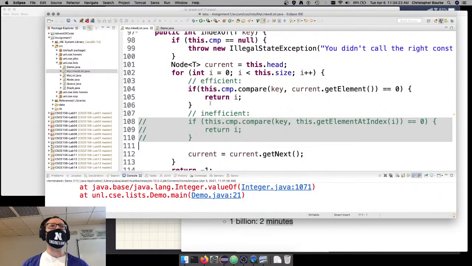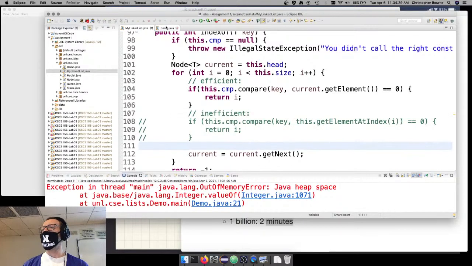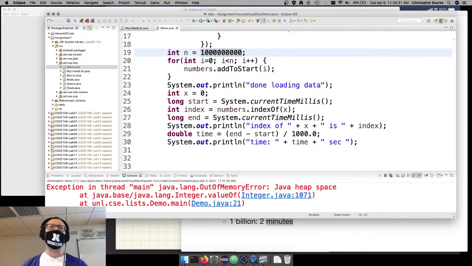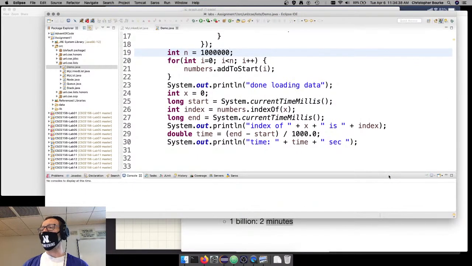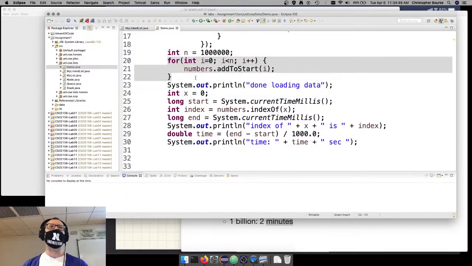The second that, oh wow, it died. Why? Oh, out of memory. Oh well. But anyway, the Java virtual machine ran out of memory. I could have given it more, but I won't do that right now. Right? I guess it never actually even loaded up the stuff, did it? Did it say done loading data? It never said that, so it got stuck here even populating the linked list. Oh well.